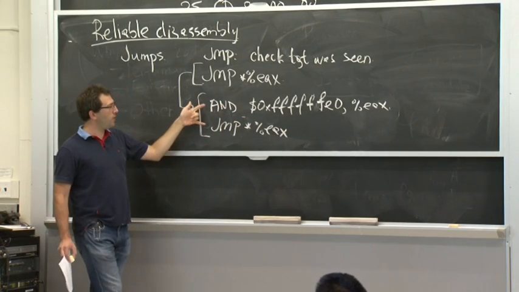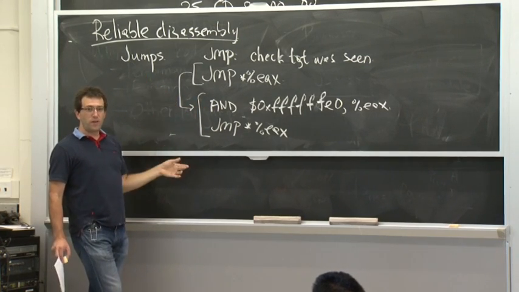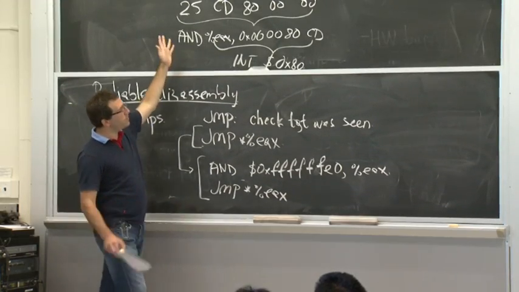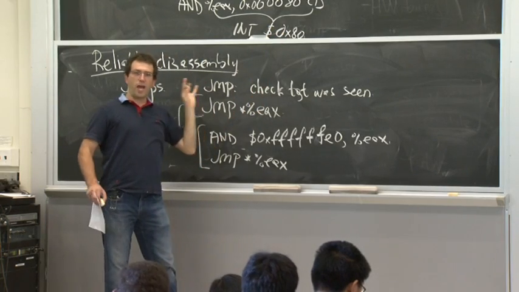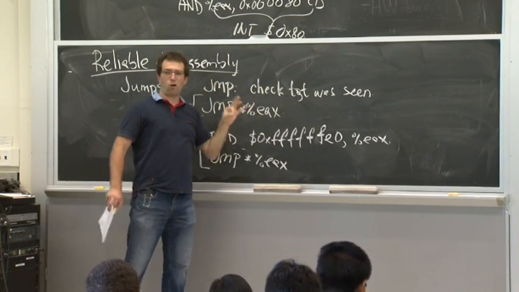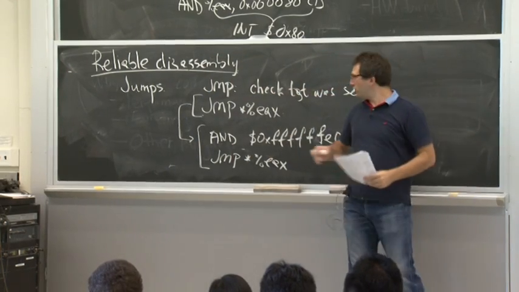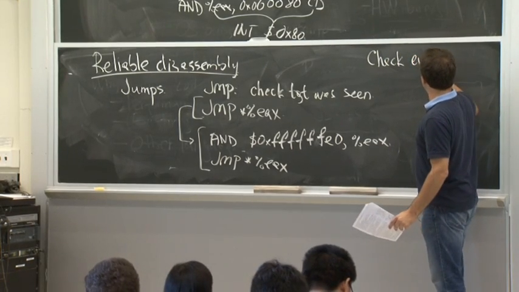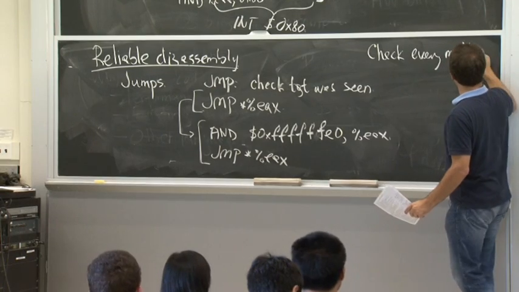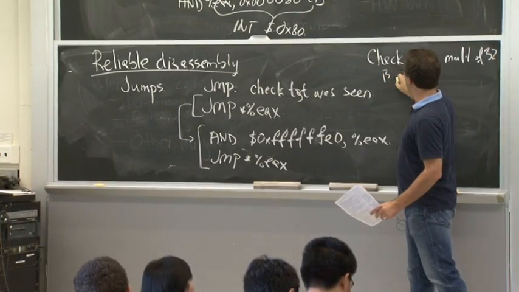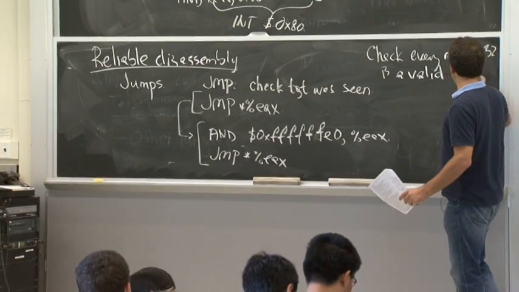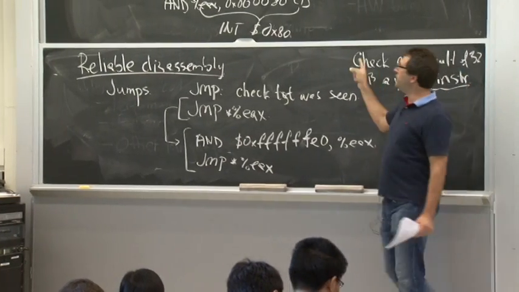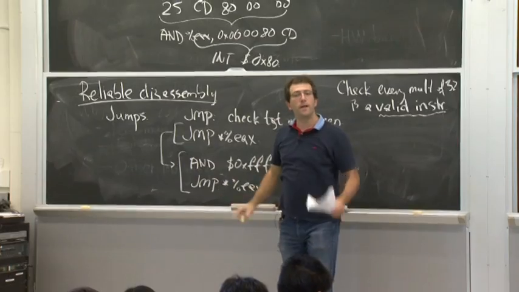And then, to make sure this is not going to jump to some weird instruction, you enforce an extra rule: during your disassembly, when you're scanning the instructions from left to right, you ensure that every multiple of 32 bytes is the start of a valid instruction. So in addition to this instrumentation, you check that every multiple of 32 is a valid instruction. What I mean by valid instruction here is an instruction that you see when you disassemble from left to right. Yeah? Why 32?